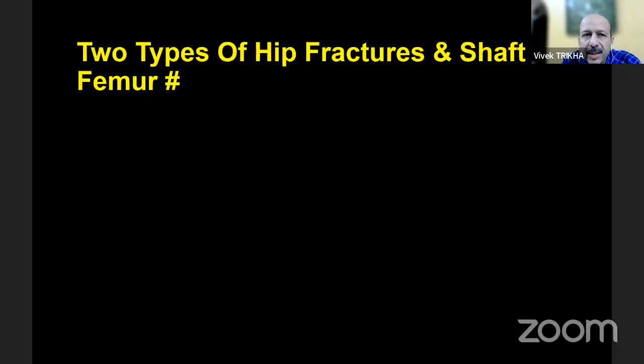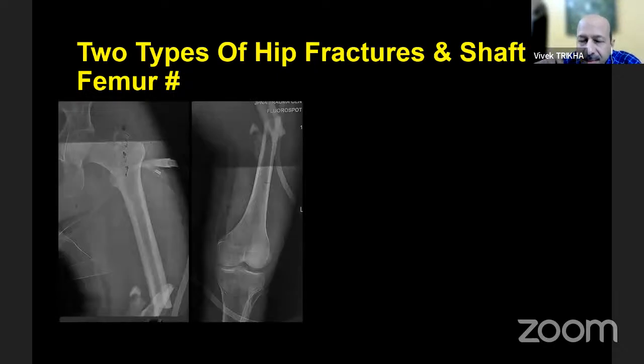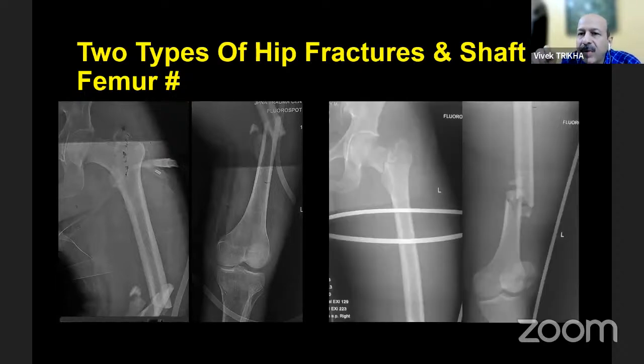If you look at these fractures, there are two types which occur in combination with shaft fractures. One of them is the intertrochanteric fractures, which are there along with the shaft. And the second one is the neck fractures. The neck fractures are usually basicervical. Very rarely they are subcapital fractures. So remember that these are the fractures.